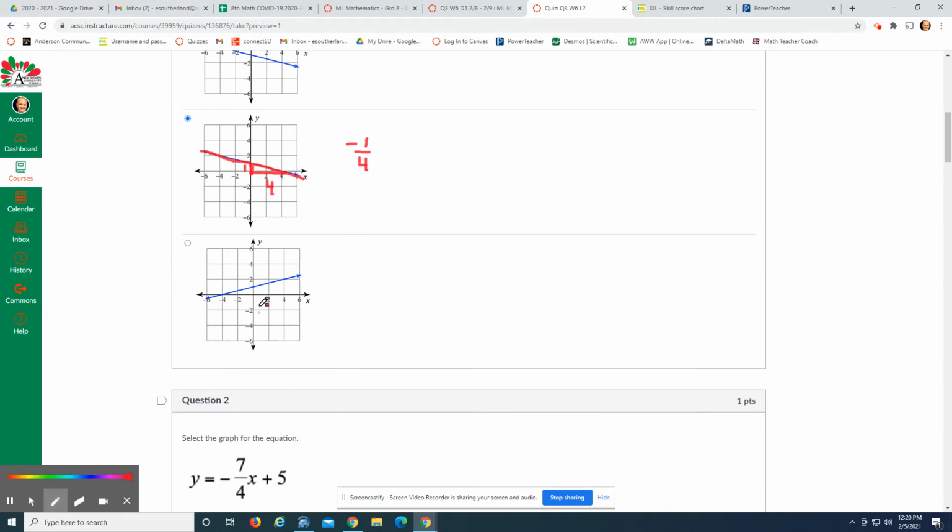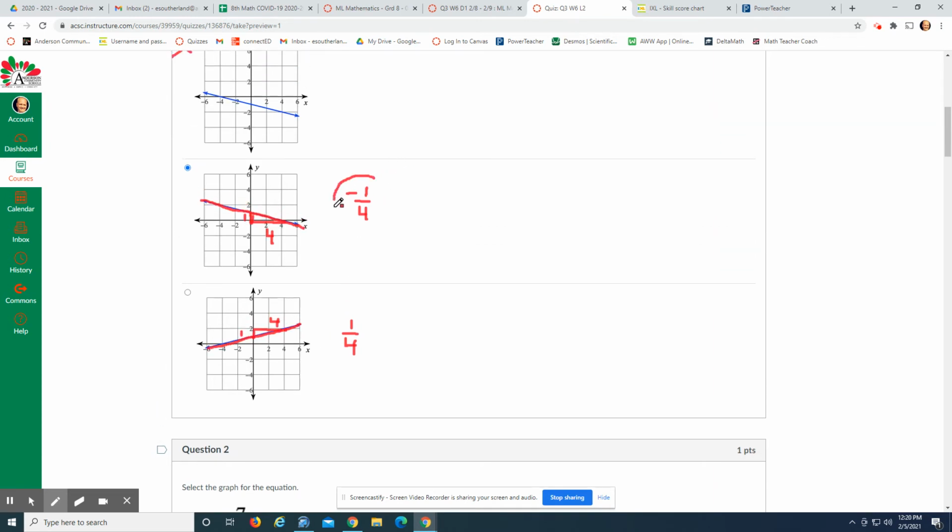But I want to check and see what it is for D just in case I made a mistake. And so I can see that it rises 1 and it runs 4, which is exactly what the one before did. It rises 1 and runs 4. But this time left to right, it's going up, so it's positive. Well, I wanted it to be negative, so C is the correct answer.